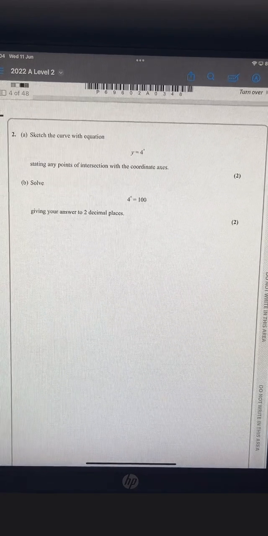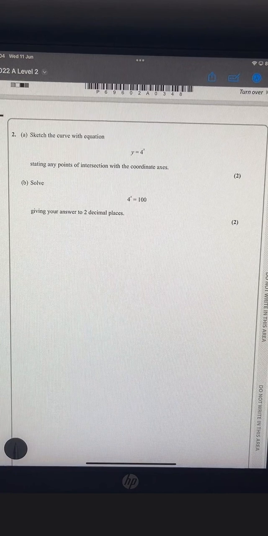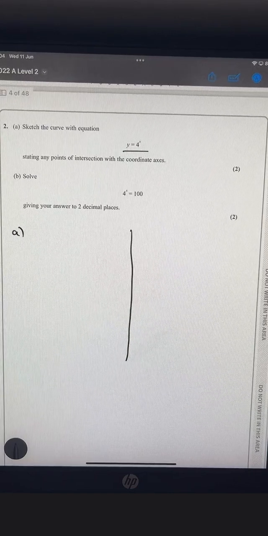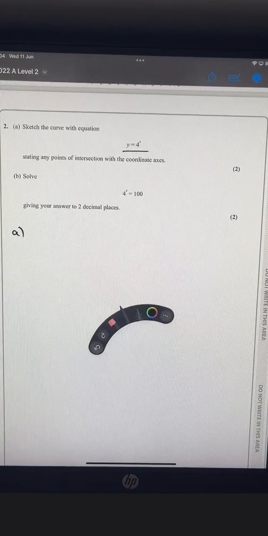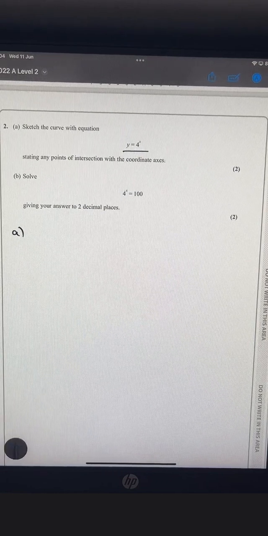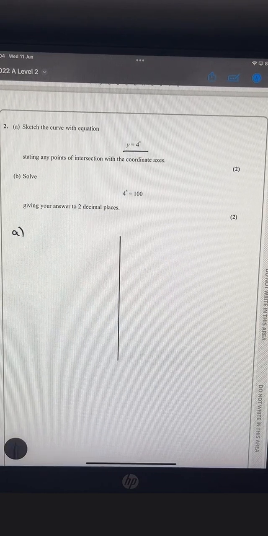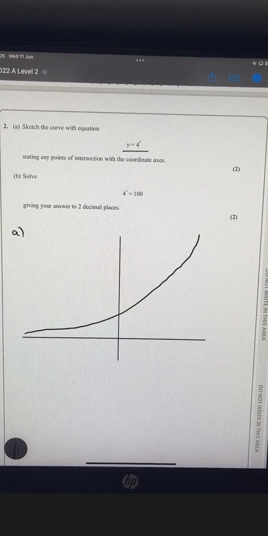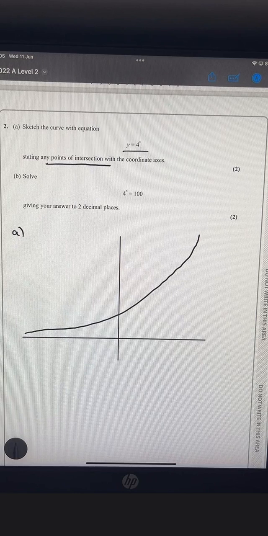So question 2. Sketching question. Sketch the equation y equals 4 to the power of x. This is a nice exponential question, so we should know what the shape of the graph already looks like. So if I just draw my axes, I'm trying to make them straight. So, why is the line not going straight? There we go. And then my x-axis. So the shape is going to look something like this, exponential increase. And we just need to label any points of intersection with the coordinate axes. If I saw this one last night I'd be happy.